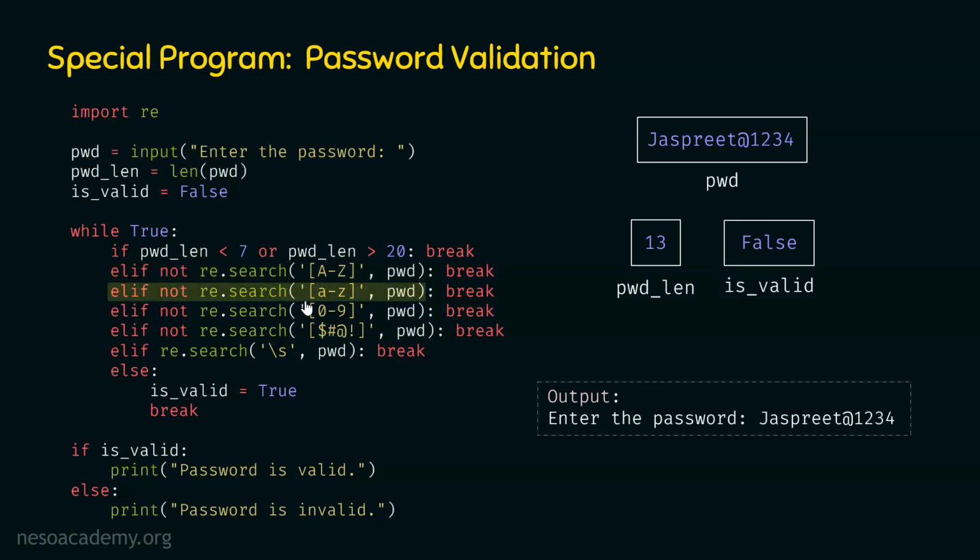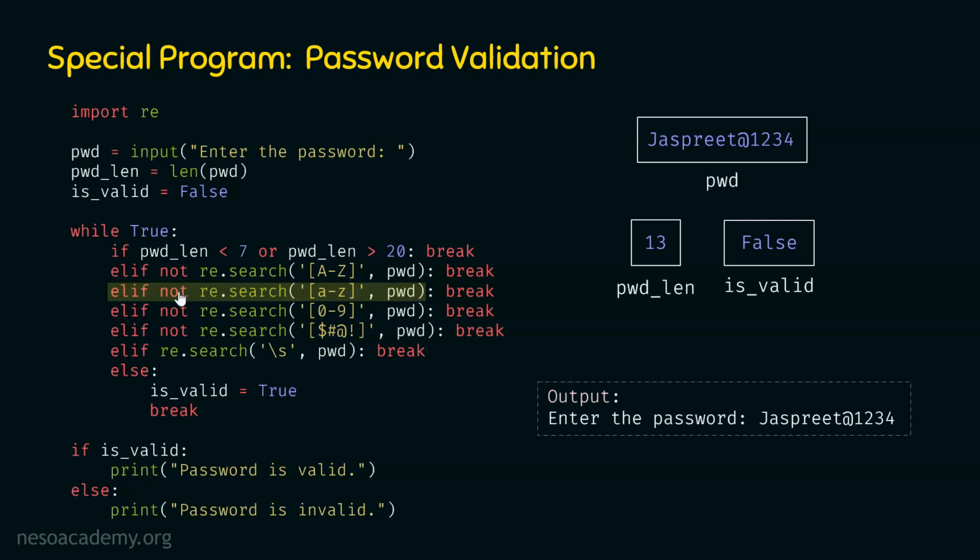Now here we are checking whether this password contains at least one character from this range or not. We have multiple characters here, ASPREET. All these characters belong to this range. Therefore, we will get the match object from the search function and hence this entire condition becomes false. Therefore, this break statement will not be executed.